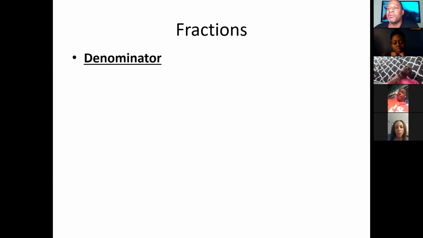Okay. The denominator, how would you describe it? What's the definition of denominator? Goes under the numerator. Okay. The bottom of the fraction.